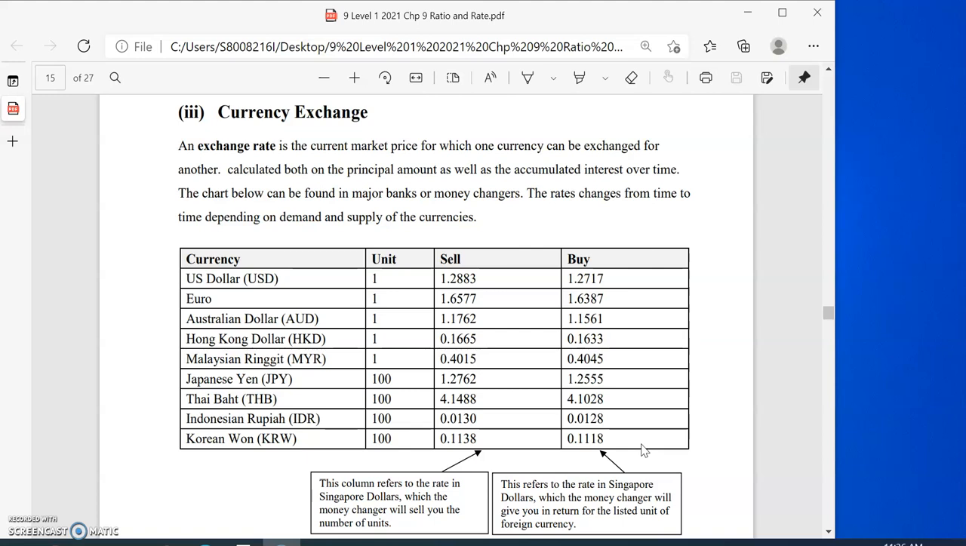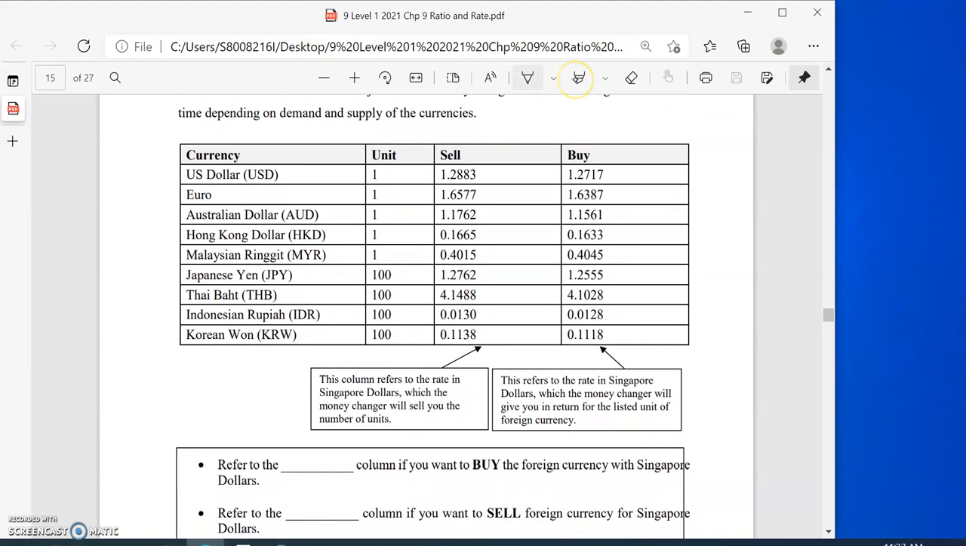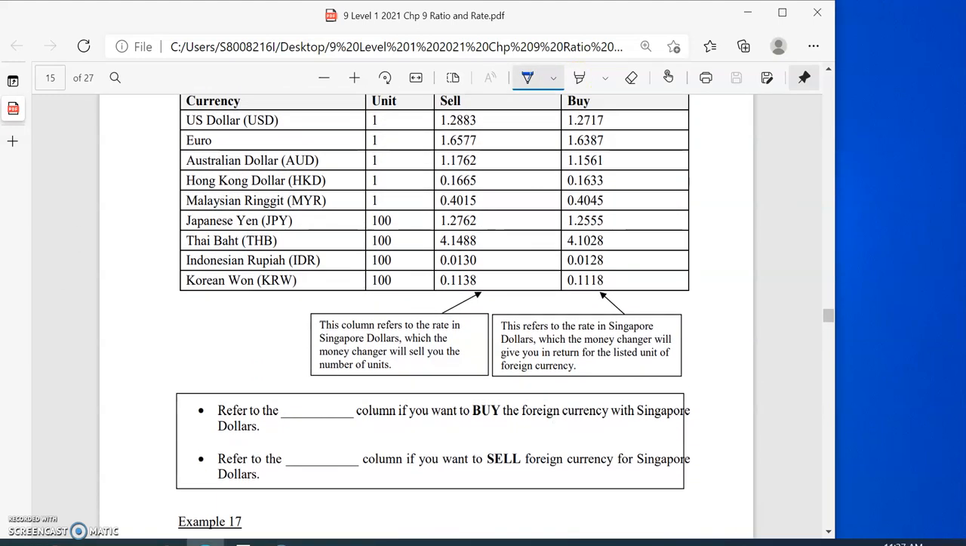Remember, the board that you see is prepared by the money changer. It shows you how much the money changer is willing to sell you the currency. It shows you how much the money changer is willing to buy the particular currency from you. Therefore, in summary, refer to the sell column if you want to buy foreign currency with Singapore dollars. Refer to the buy column if you want to sell foreign currency for Singapore dollars.